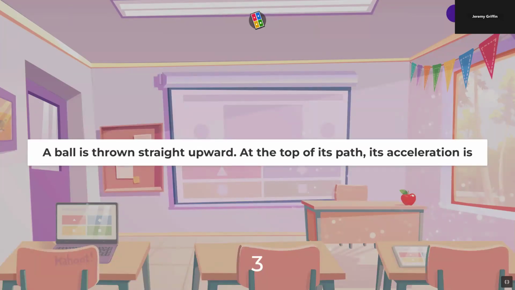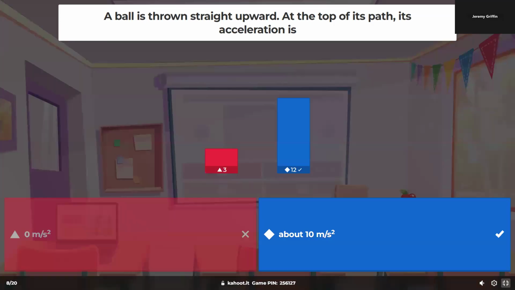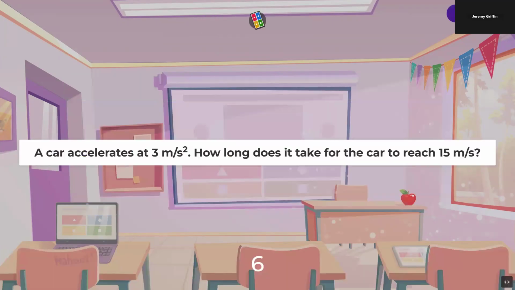Ball's thrown straight upward. At the top of its path, its acceleration. Yeah, look at you guys. Guys, from the moment that you release the ball until the moment it crashes back to the ground, right? It's in free fall. It's always accelerating down at about 10 meters per second squared. Olivia, Bruce, Gavin, Cole, Spencer.